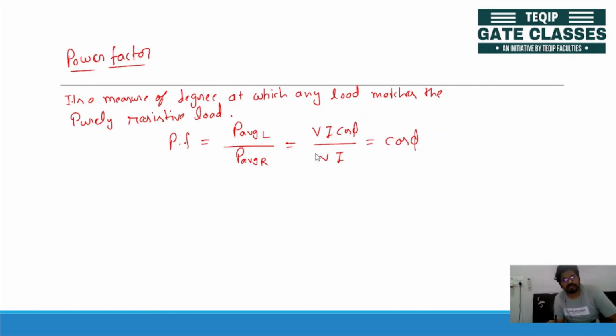So we generally discuss power factor. When we discuss power factor, we say the cosine of the phase angle between voltage and current is the power factor, but it is applicable only for sinusoidal input. But our general definition of power factor is: if there is any input and any load, the power factor is the P average at any load divided by P average for a purely resistive load. So this is the very general definition of power factor.